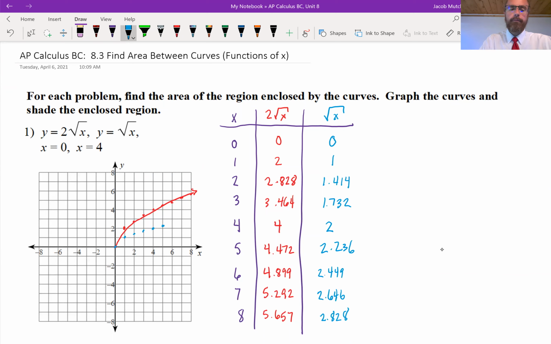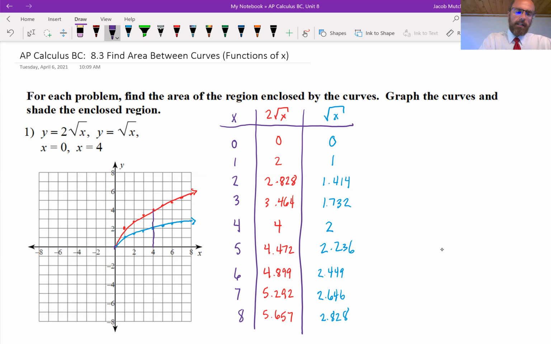6, 2.4, 7, 2.6, 8, 2.8. So there's my two functions. All that's left for us to do just now is to locate my interval. So it's from x equals 0 to x equals 4.